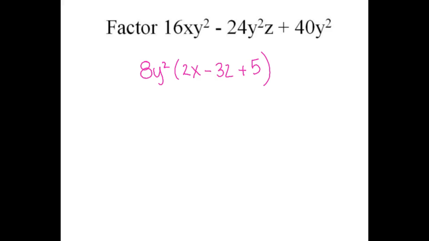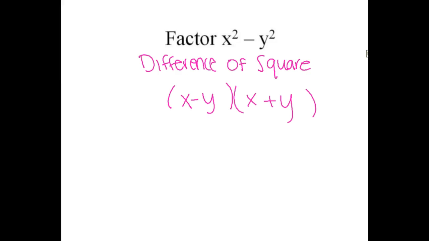In example 2, 16, 24, and 40 are all divisible by 8. And all 3 terms contain a y squared. Therefore, we are able to remove an 8y squared from each term, thus leaving us with 2x minus 3z plus 5. So again, these are not factorable in terms of turning them into binomials. This is simply factoring using the GCF.